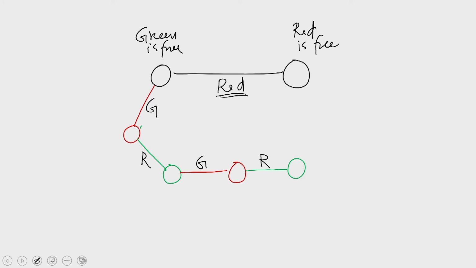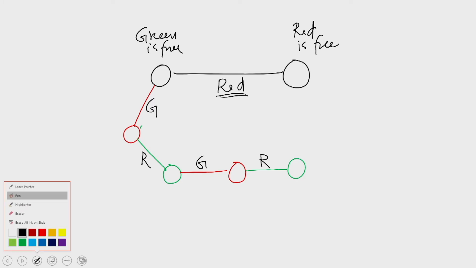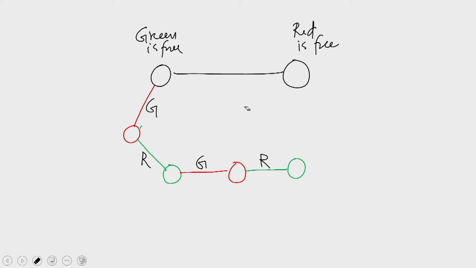I would be in trouble if this process of taking red and green edges had taken me to the other vertex. If this were the case, then when I swap red and green along this path, I would only be exchanging one trouble for the other. Then red would be free here and green would be free here, and this edge would still be uncolored.